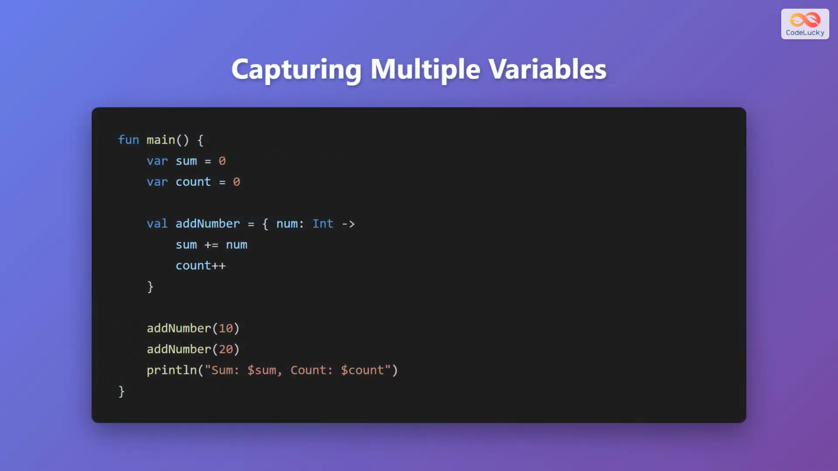Closures can capture multiple variables at once. In this example, we have two variables, sum and count. The addNumber Lambda captures both of them. Each time we call the Lambda with a number, it adds that number to sum and increments count. After calling addNumber twice with 10 and 20, we print the results showing sum equals 30 and count equals 2. The Lambda successfully tracked both pieces of state.